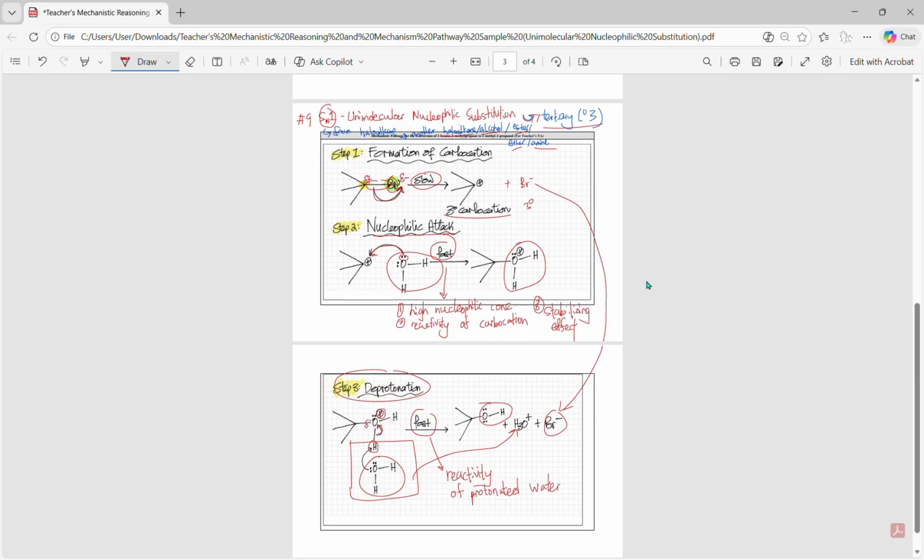So this is how the mechanism of SN1, the unimolecular nucleophilic substitution, works. 2-bromo-2-methylpropane is converted to 2-methyl-2-propanol. That's all, thank you.